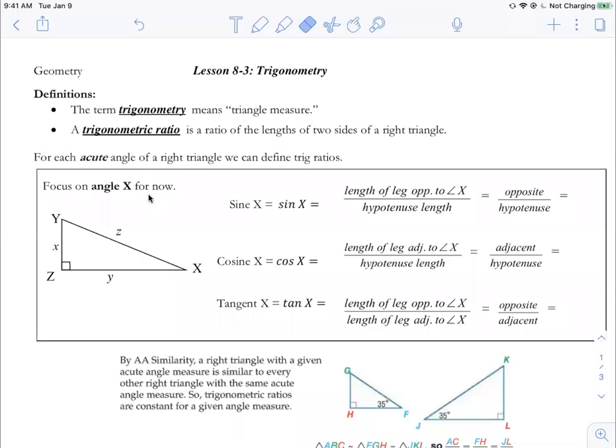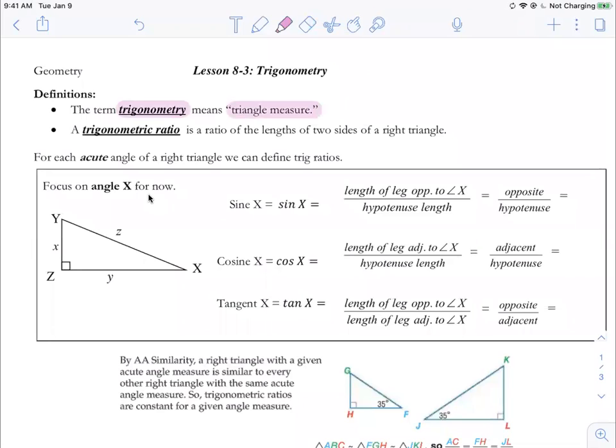Okay, we're going to be talking about lesson 8.3, which is trigonometry. So first of all, trigonometry means triangle measure. So trig is triangle, metry is referring to measure. Trigonometry is used a lot in pre-calculus and beyond.